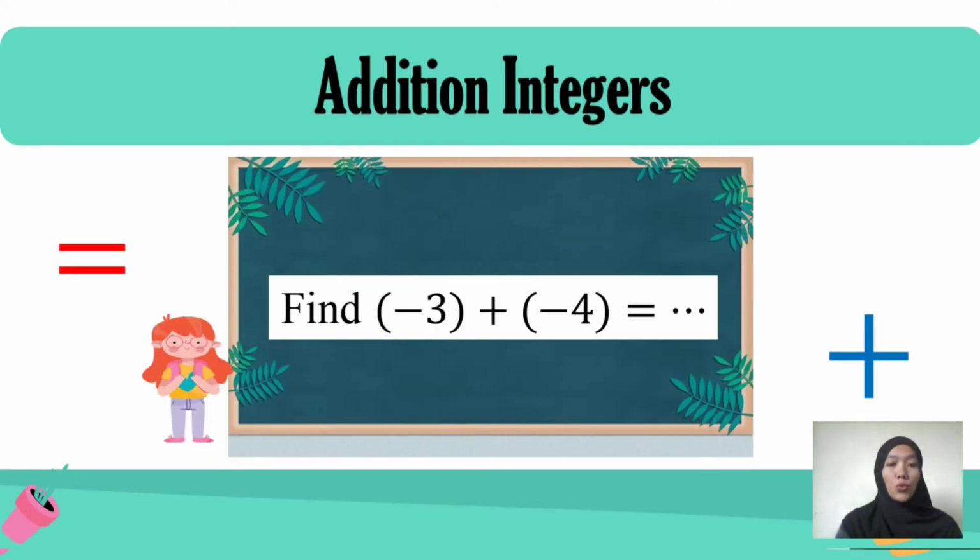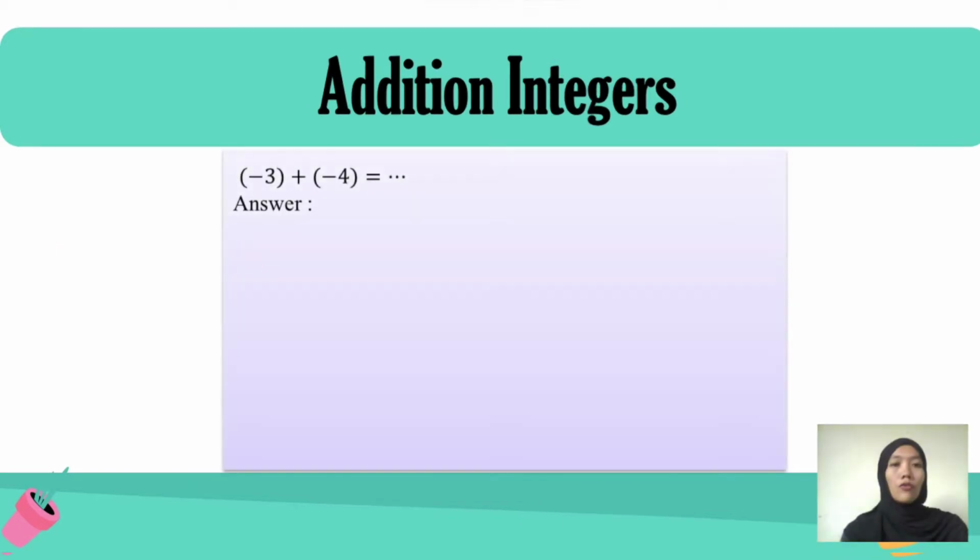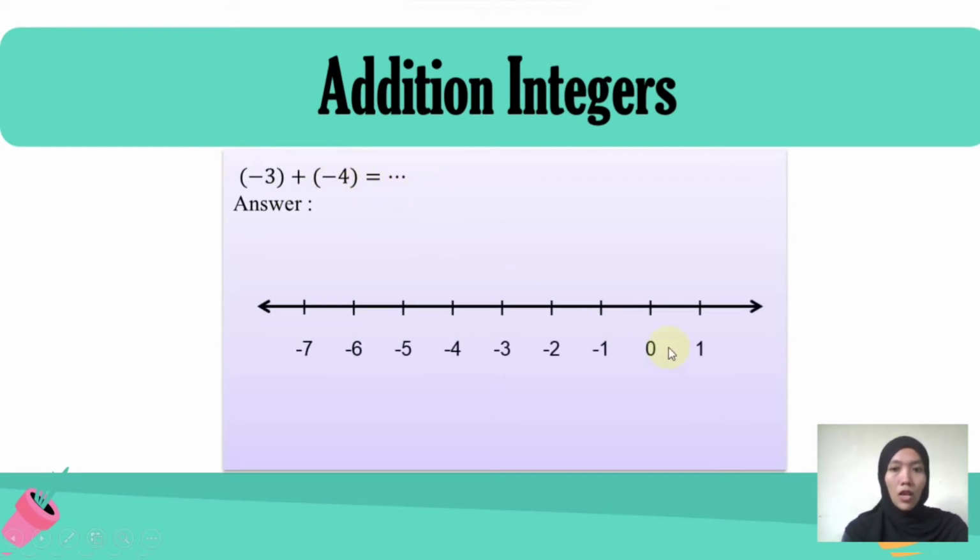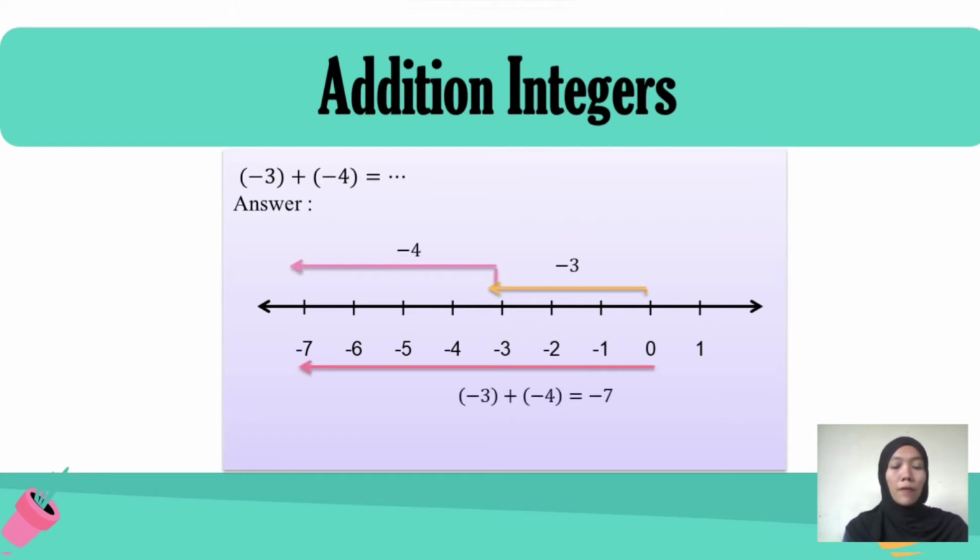Next, example 2. Find -3 plus -4. The question is -3 plus -4 equals blank. Look at the number line below. Start from 0 and move 3 places to the left, that is in the negative direction, we reach negative 3. Now, moving another 4 places to the left from negative 3, we reach negative 7. So, the answer minus 3 plus minus 4 is equal to minus 7.